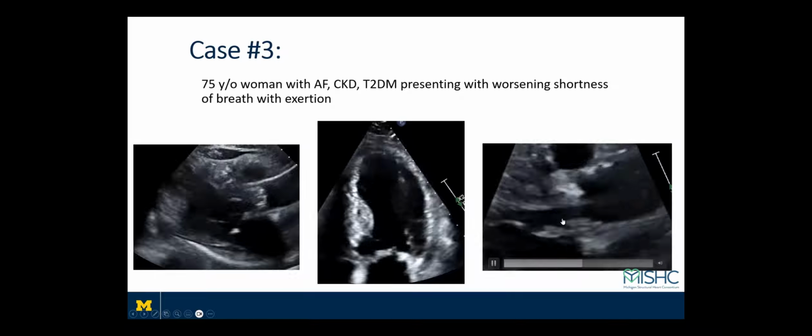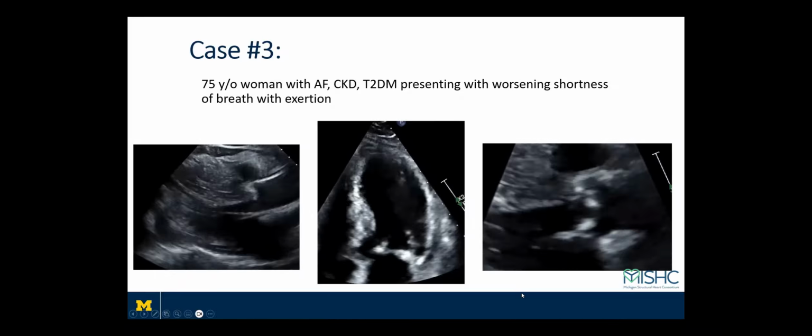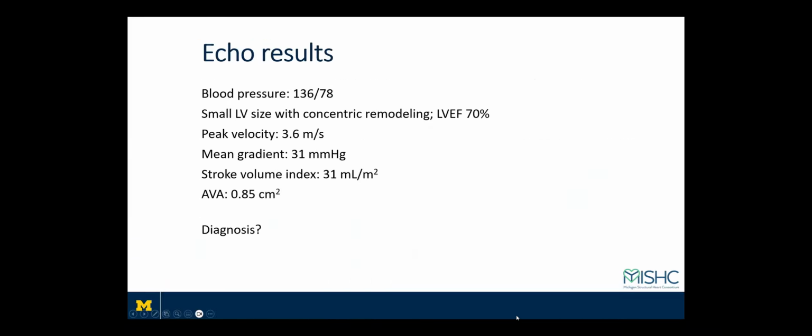It's a little bit hard to see the valve, but we suspect that there's going to be some aortic stenosis here. So she had a normal blood pressure, and here are the results of her echo. She has a small LV size with a normal EF of 70%. Her peak velocity was 3.6 meters per second, mean gradient 31, a low stroke volume index of 31 mils per meter squared, and aortic valve area of 0.85 centimeters squared. So what would be the diagnosis that you'd give for this patient?